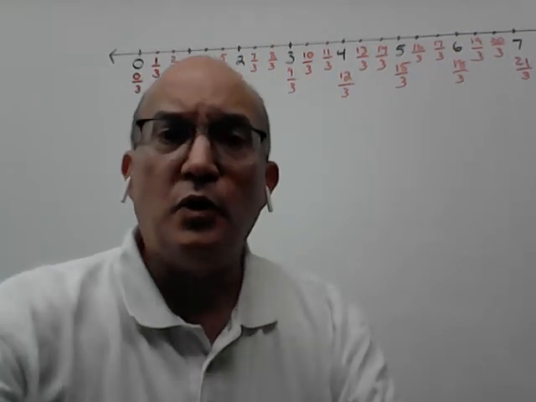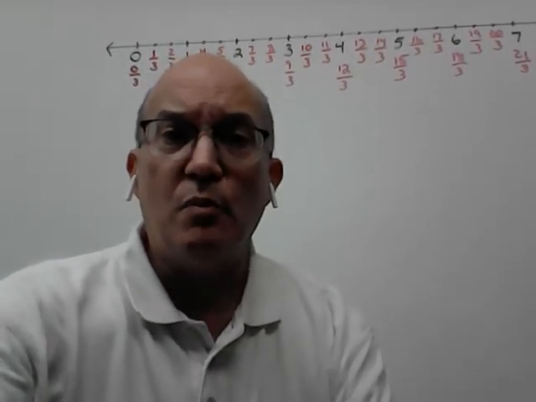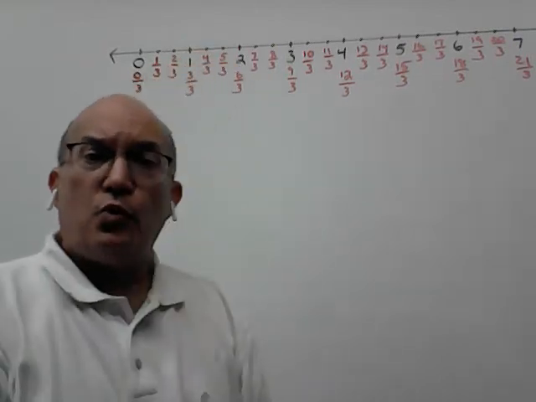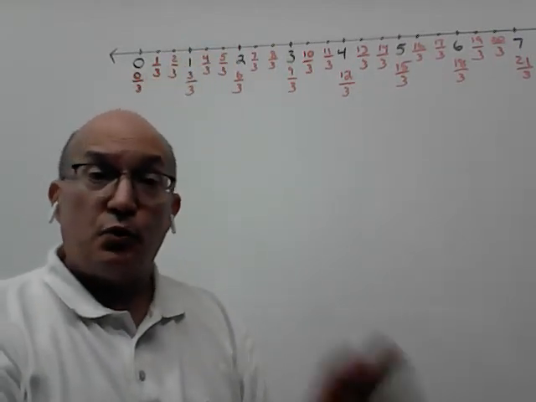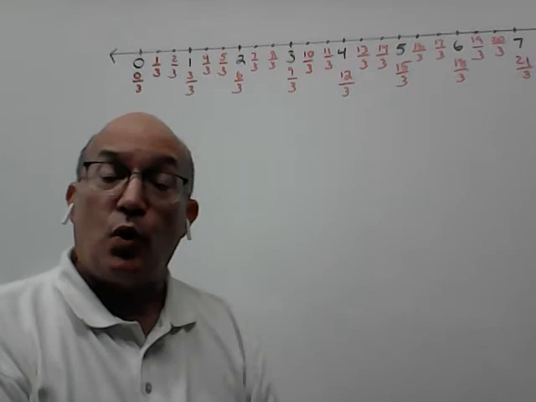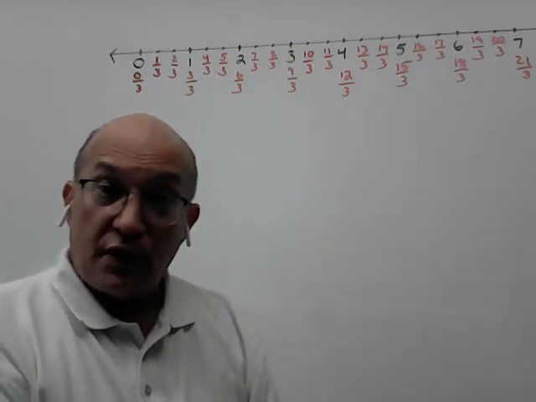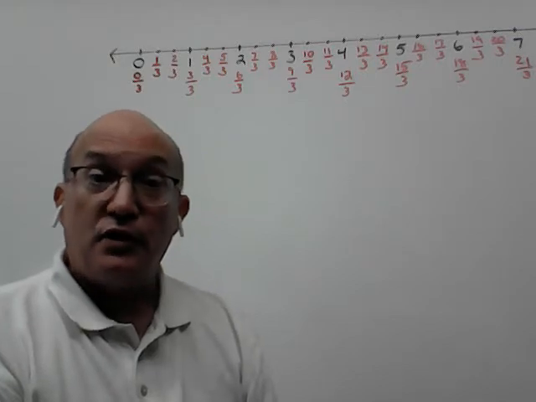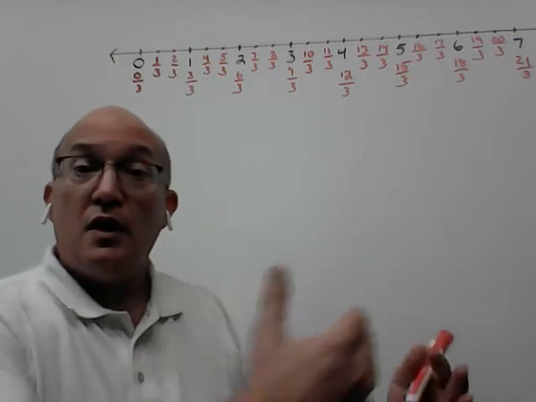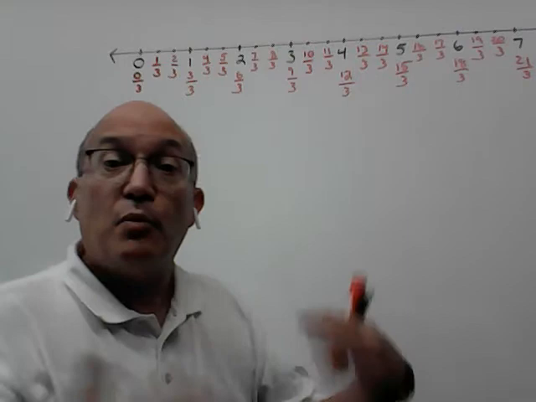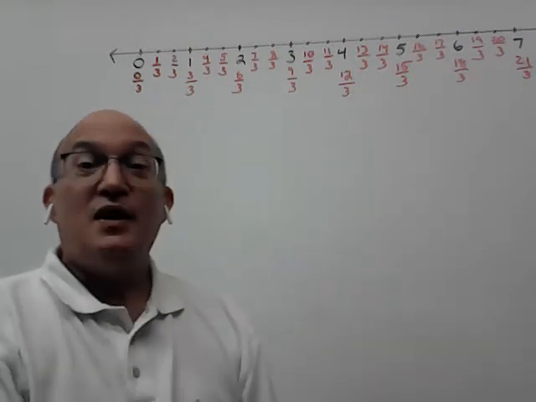Hello, fifth graders. We will continue to look at a thirds number line. I've not bothered with the negative thirds. We're not going to work with negative numbers for quite a while. I just wanted to make you aware that there are such things as negative halves, negative thirds, negative fourths, and so on, and they are situated on the number line in a very orderly way.